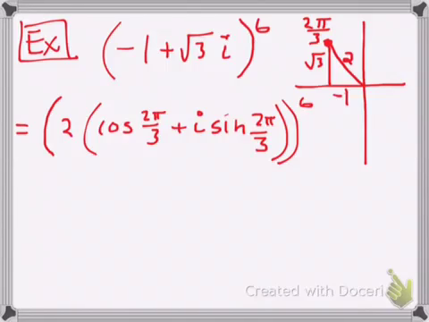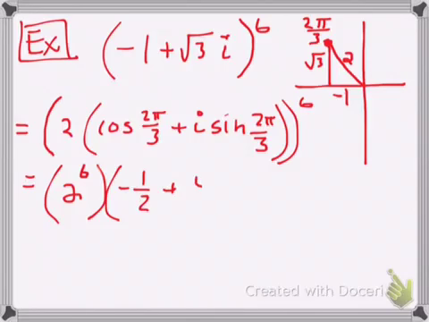All right, what is the cosine of 2 pi over 3? Hold on, I need to do this. 2 to the 6th times the cosine of 2 pi over 3 is what? -1/2. That's correct. And the sine of 2 pi over 3 is square root of 3 over 2.